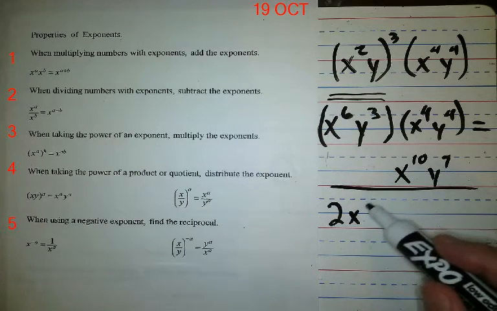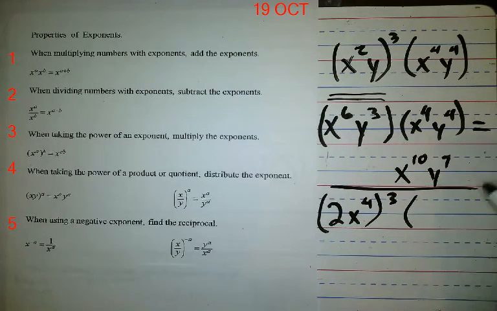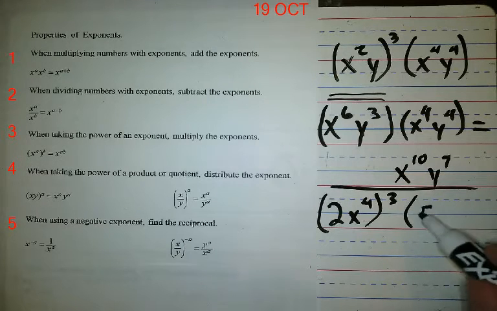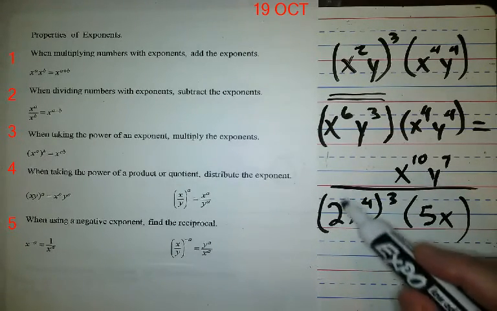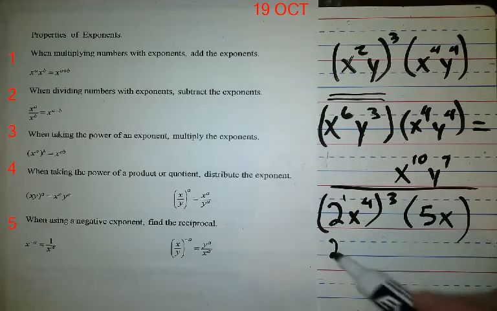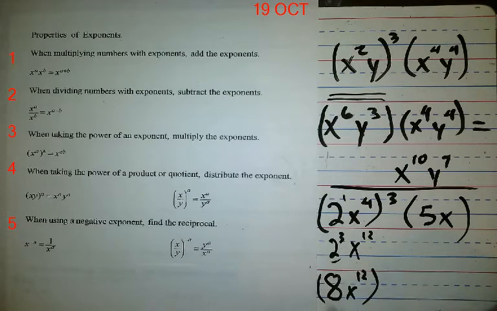2x to the 4th, and we can raise that to the 3rd power, times, oh, I don't know, 5x. Okay? So you have to do the exponent first. And remember, there's an exponent on this. So this is really 2 to the 3rd, x to the 12. But 2 to the 3rd is really 8x12, right? And then I have to multiply that times 5x. So the answer really is 40.